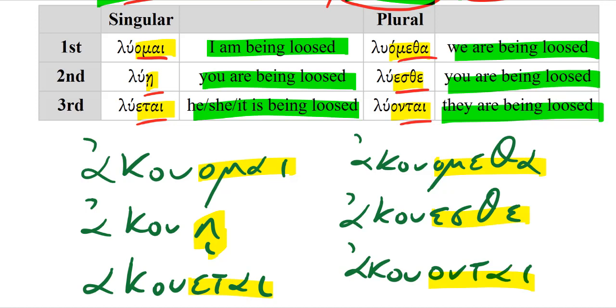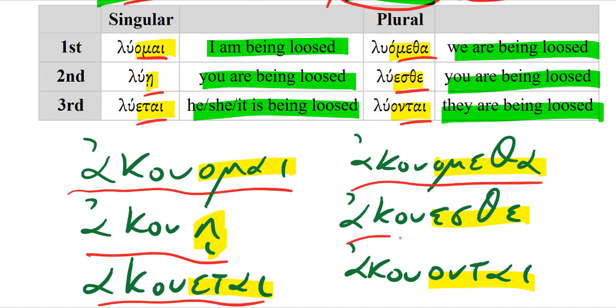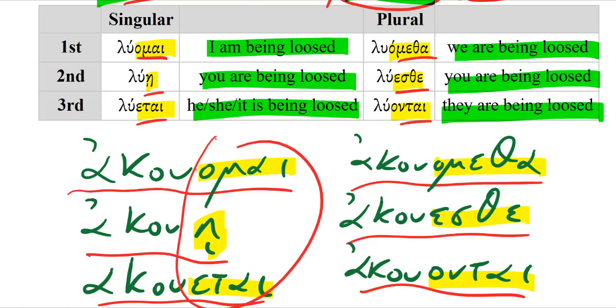How would that be translated? Rather than I am hearing, it's I am being heard. You are being heard. He is being heard. We are being heard. Y'all are being heard. They are being heard. So those endings let us know that this action is now being done to the subject.